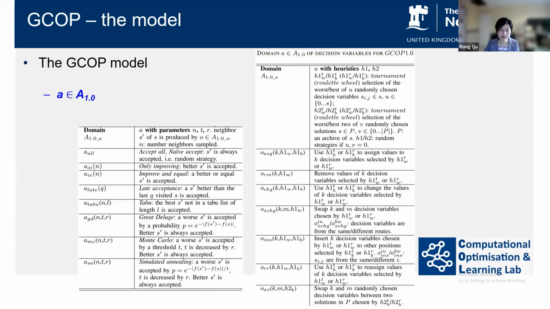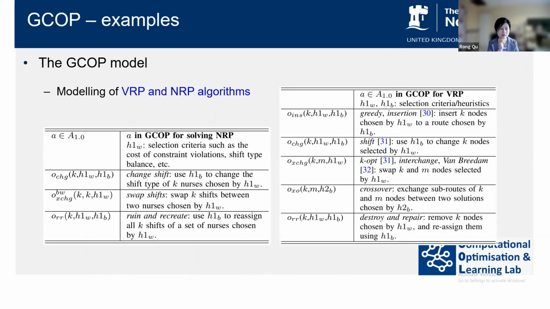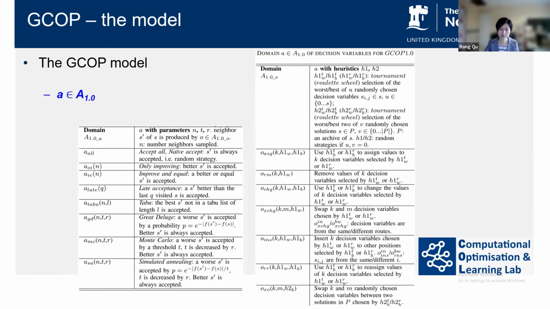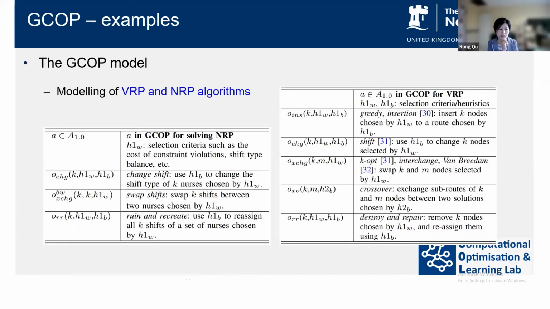To give an overview, I won't go into the details due to the time limit. These are the basic elementary components in this GCOP model. You can see these are quite general, which can be applied to most combinatorial optimization problems. To provide some examples, we've tried to use some of these basic components to model the algorithms in the literature for solving vehicle routing problems and nurse-rostering problems.